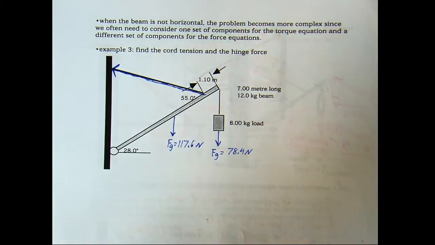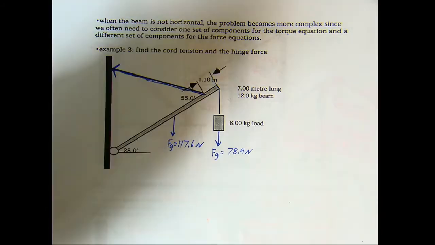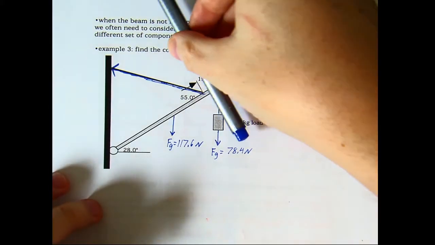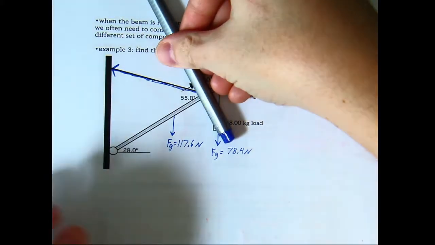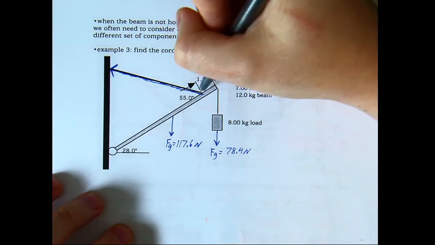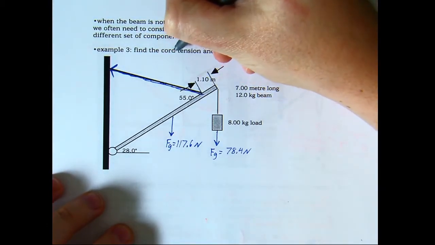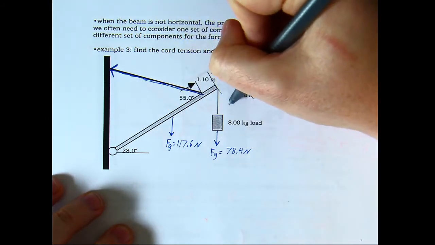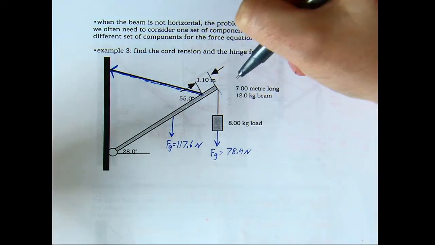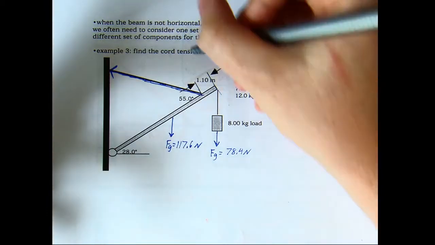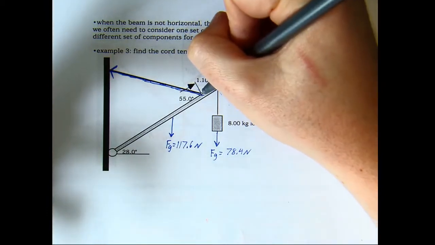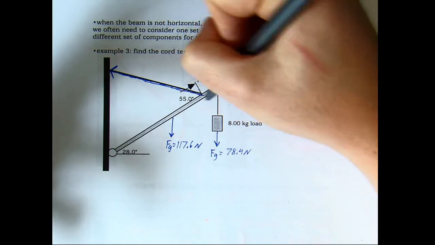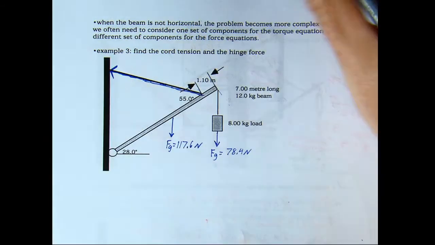So the reason that this question is so gross is because for the torque, what we want are the perpendicular components. I want the perpendicular component of the tension, of gravity, and of the load. But then when we look at forces up and forces down, I want the component of my tension this way, not that way.